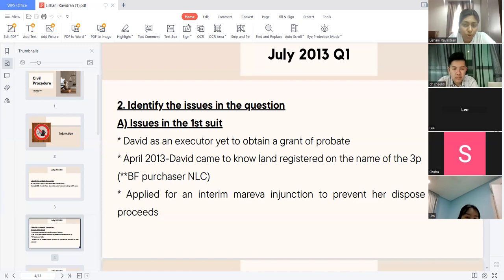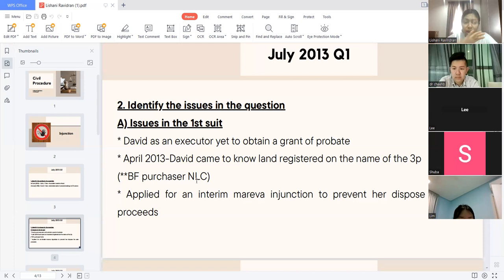April 2013, David came to know the land is registered in the name of the third party. Okay, here, why did I put an asterisk, bona fide purchaser, NLC? You see, this question also covers that. But for the purposes of your civil procedure, I don't want to answer about that. Because at the end of the day, I want to answer the question that is given by the examiner. Whether he's under section 340 subsection 3 proviso or not, I don't care, because I don't have the time.